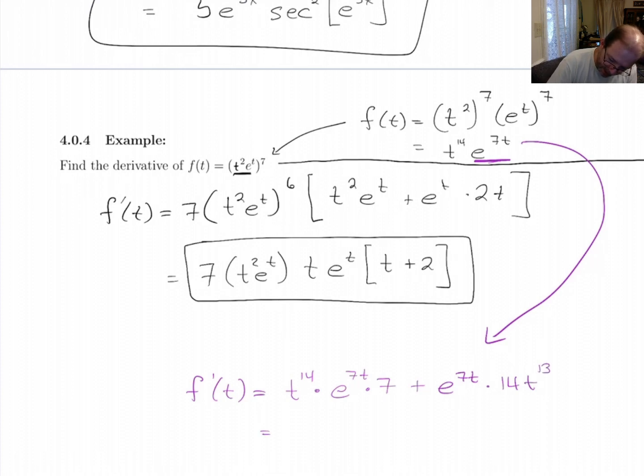Now out of these I can factor out, let's see, e to the 7t, and t to the 13th, and I'm left with t times 7, so 7t plus, oh wait, I can factor the 7 out as well. So let's see, what's left over here? t to the 14th, so there's a t left. And then we factored out e to the 7t and 7. Over on this side, we factored out e to the 7t, we factored out the t to the 13, and we factored out a 7, so there's a 2 left here.